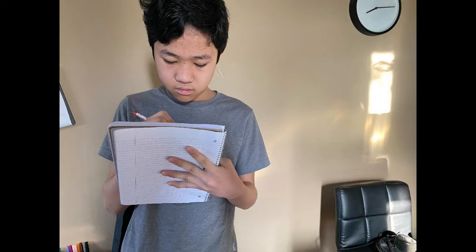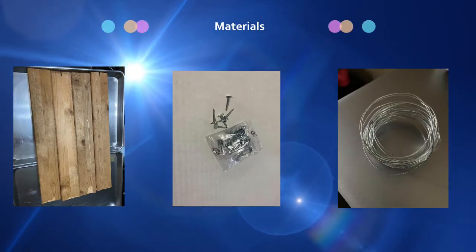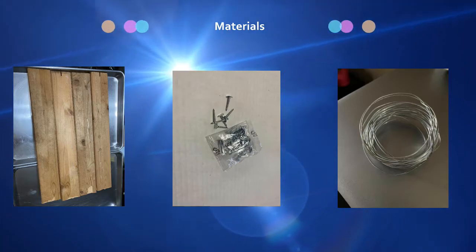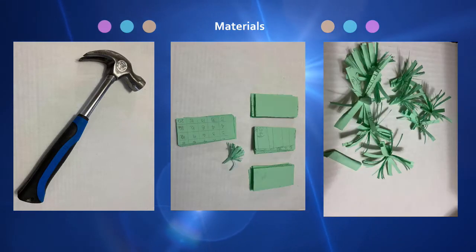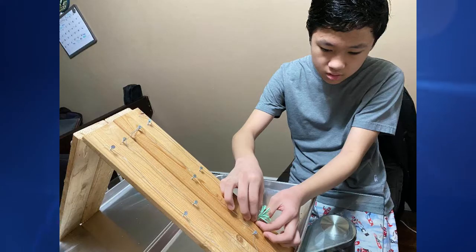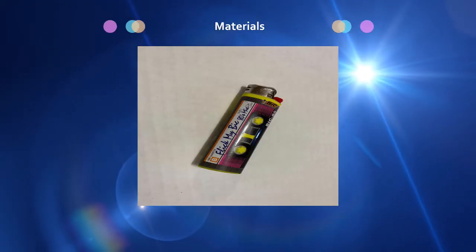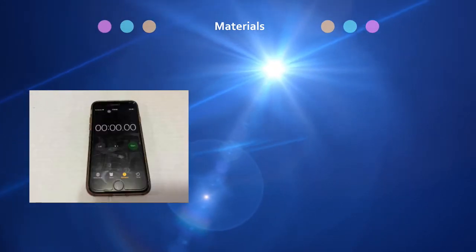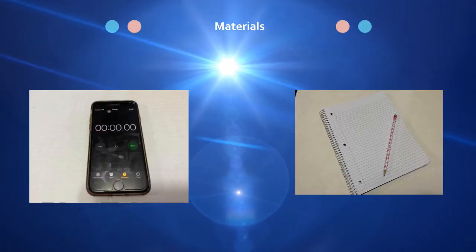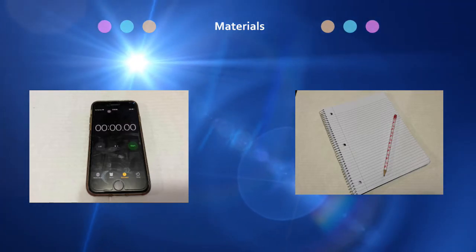Materials used: wooden board, nails, and soft wire. This will be set up as a hill. Hammer, rolled up pieces of newspaper, scrap paper in equal sizes. Tray to set up the hill. Fan, match, lighter, or igniter to start the fire. Stopwatch, pen, and paper for recording the results.